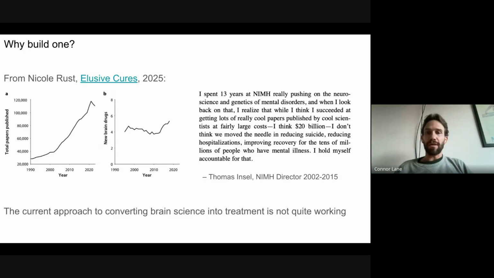To take another perspective, this is a quote from the director of the NIMH, who was the director from 2002 to 2015, Thomas Insel. This quote is also taken from the same book. Basically, he's just saying that they funded a ton of stuff, they spent a ton of money on basic neuroscience, and it didn't really convert into important clinical applications. And so if this isn't working, obviously we should try some other different things.